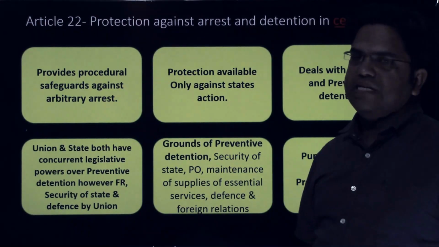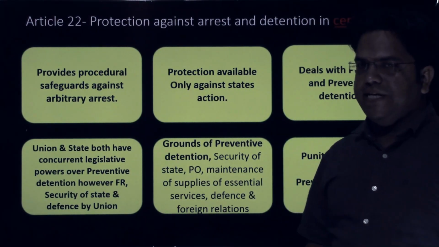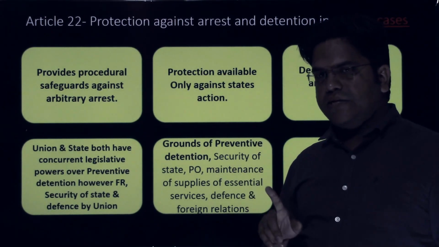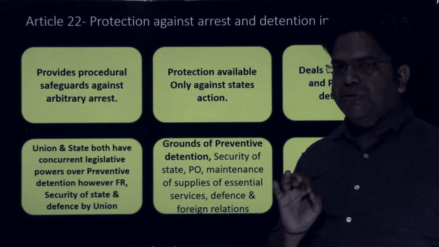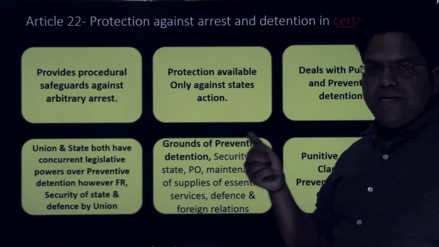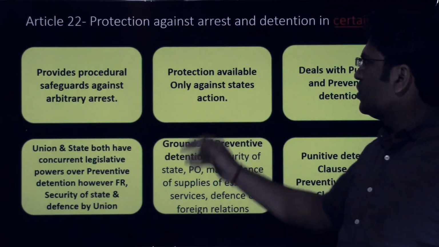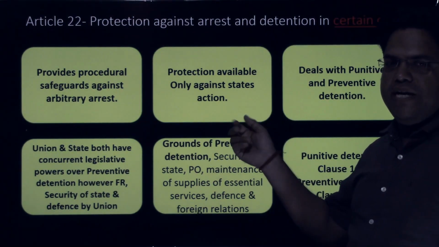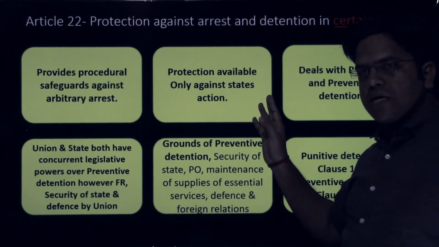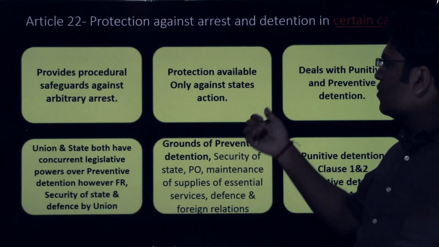So the first feature is that it provides procedural safeguards against arbitrary arrest. How it will provide procedural safeguards against arbitrary arrest, that we will see in clause 1 and 2, that is, what are the rights that you do have, what process the police needs to follow while arresting you, what information it must give. So this is what this deals with. Then this protection is available only against state action and not against private individuals. One more additional piece of information along with this, which this slide doesn't have, is that this right is available to both citizens as well as foreigners.